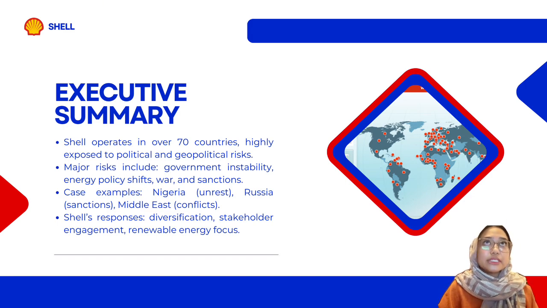Other risks include global conflicts, for example, the Russia-Ukraine war, which led to tough sanctions. Some clear case examples include Nigeria, where local unrest affects Shell operations, Russia, where sanctions forced Shell to leave and caused financial loss, and the Middle East, where ongoing conflicts create uncertainty.